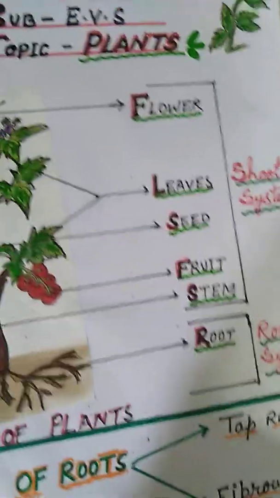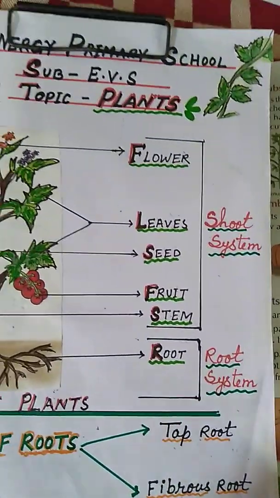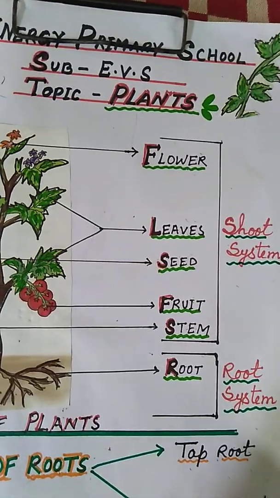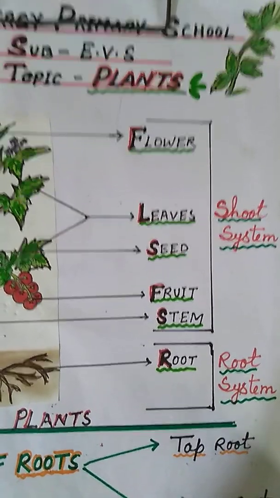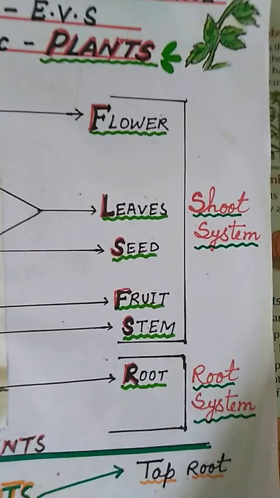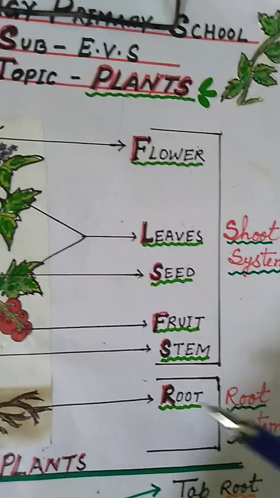A plant can be divided into two main parts, the roots and the shoot. How many parts? Two parts. The root system and the shoot system. The part of the plant that grows below the ground is called root.